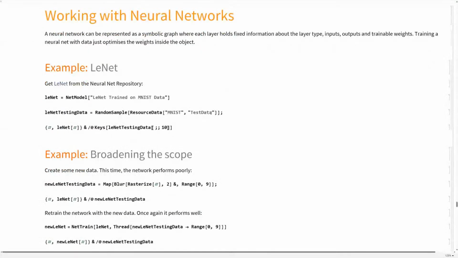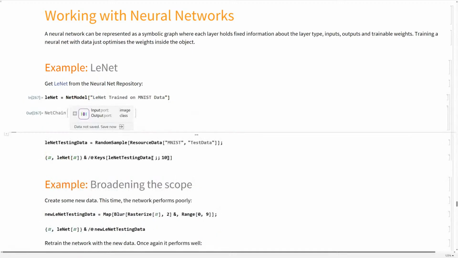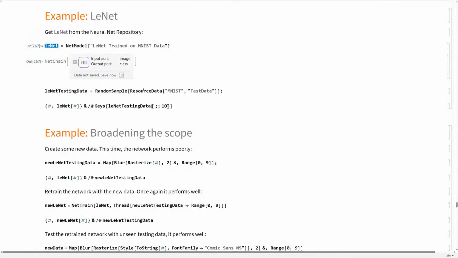Now I would like to show how we can work with neural networks. The first one is LeNet, the one we used for the recognition of handwritten digits. First of all, we need to bring LeNet in. Here we're just calling its name using NetModel, and now this variable LeNet will remember the net.